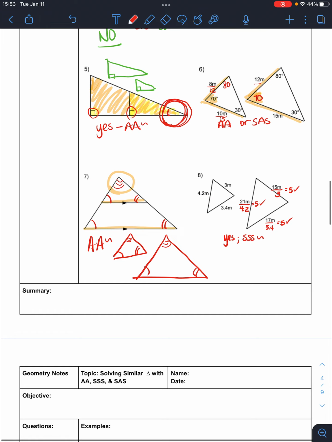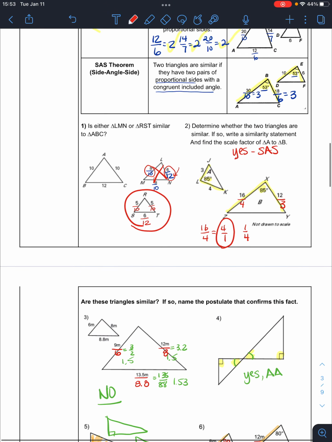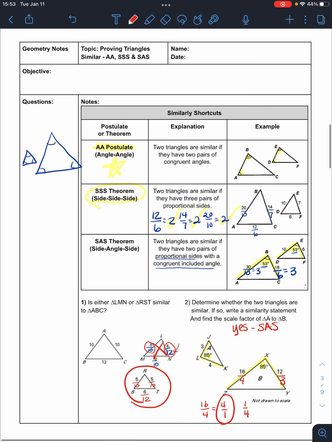Okay, and so we're going to find out more about when we need to use this, but there are 3 theorems and postulates that prove that triangles are similar. When you have 2 angles congruent to 2 angles, when you have 3 side pairs that have the same ratio, and when you have 2 side pairs with the included angle being congruent. When those 2 side pairs are proportional, then those triangles can be similar by side angle side.